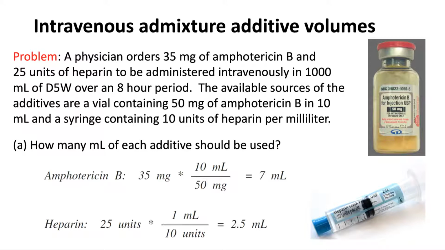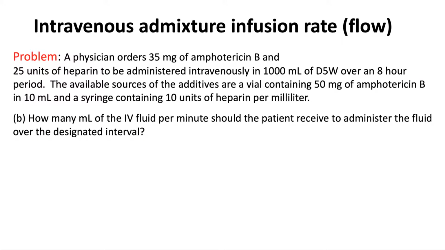We know that we need 7 milliliters of amphotericin B and 2.5 milliliters of heparin to provide the total amount of drug that the physician has prescribed. So continuing on, the next part to this question is, how many milliliters of the IV fluid per minute should the patient receive to administer the fluid over the designated interval, which we said was 8 hours. So truly, we just need the milliliters of fluid per minute.